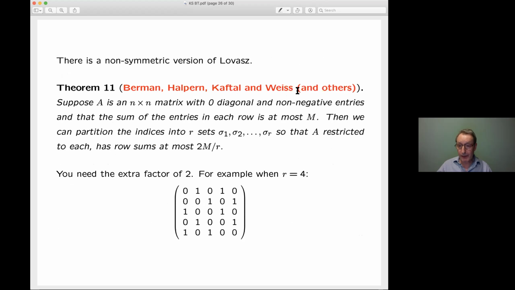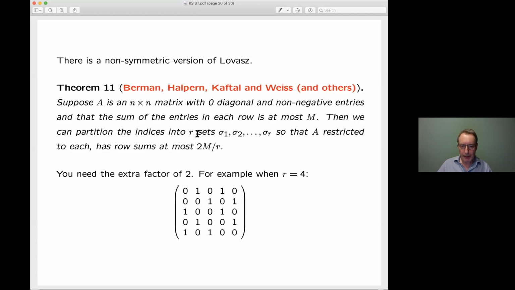But it was proved actually simultaneously by several other people, and this is discussed in the paper of Pete and Janet, Pete Casals and Janet Tremaine, that I mentioned before. So this says the following: suppose A is an n by n matrix with 0 diagonal, non-negative entries. It's the same hypothesis, except I'm not assuming it's symmetric any longer. Row sums at most n.